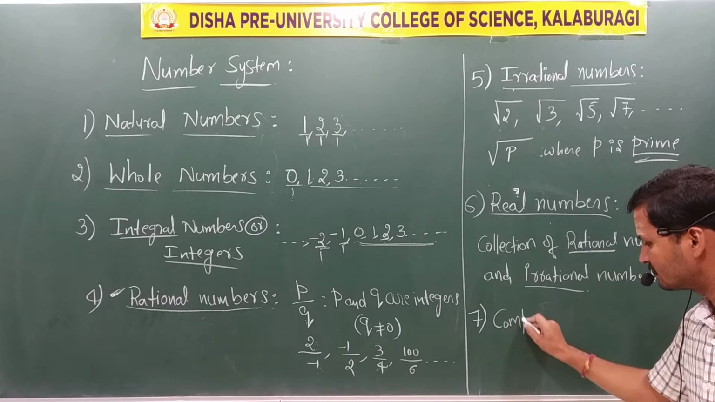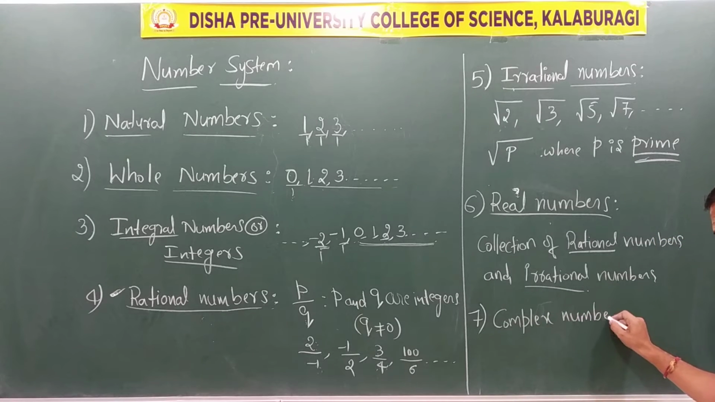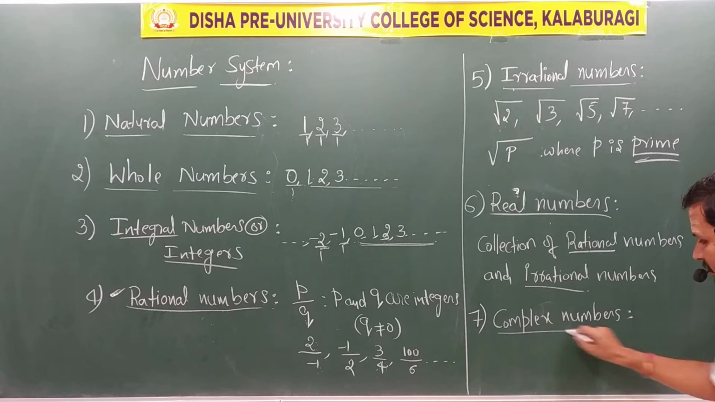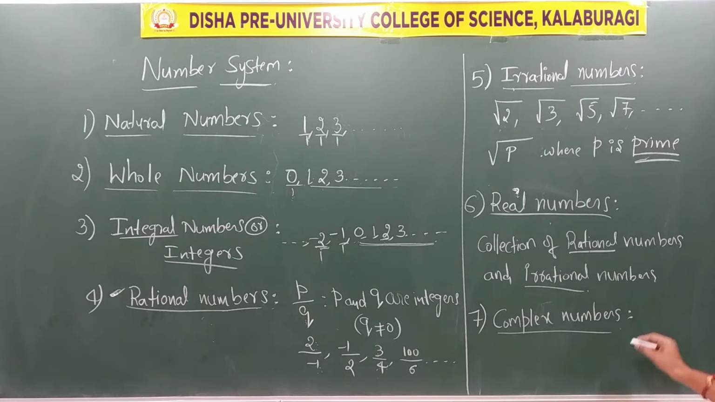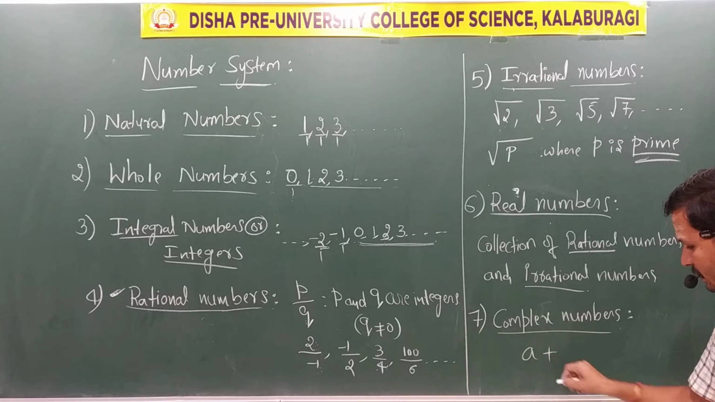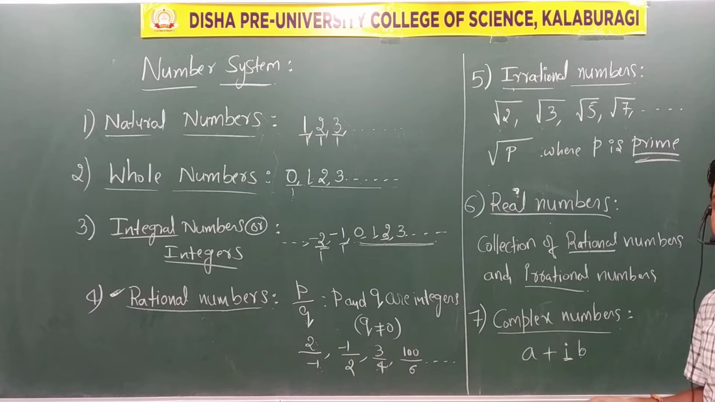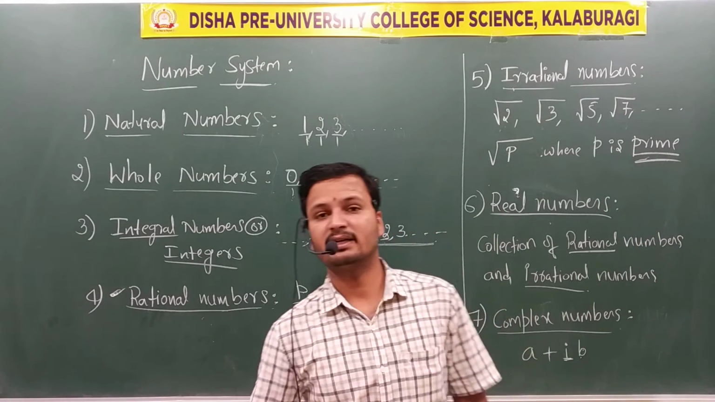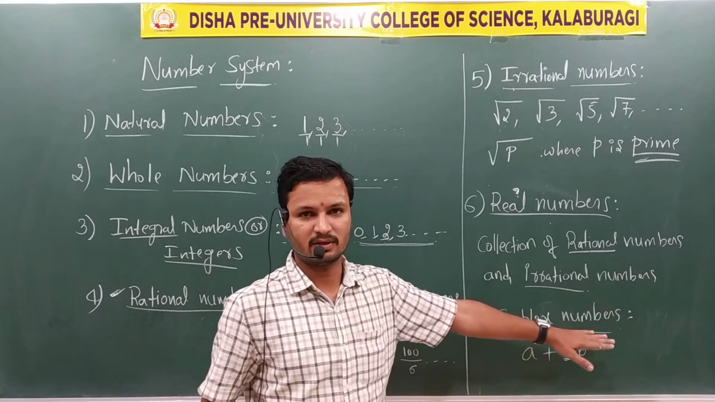And last, the seventh one: complex numbers. Complex numbers are in the form of a plus ib. Here a and b are real numbers, and this i is an imaginary number. We will study complex numbers in first year.